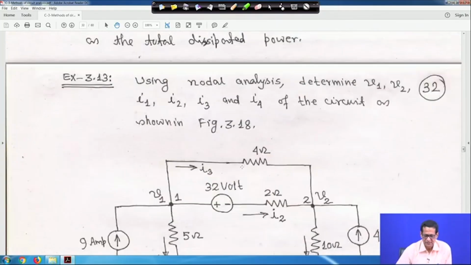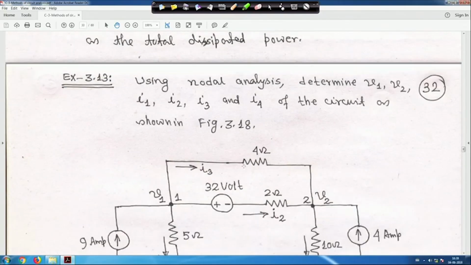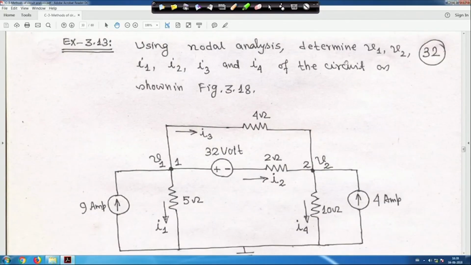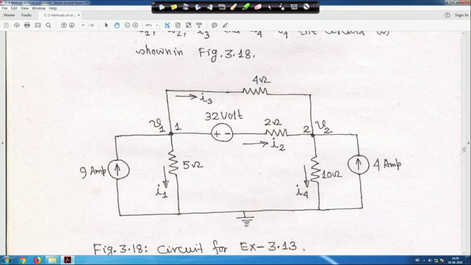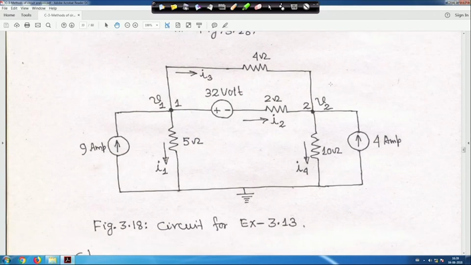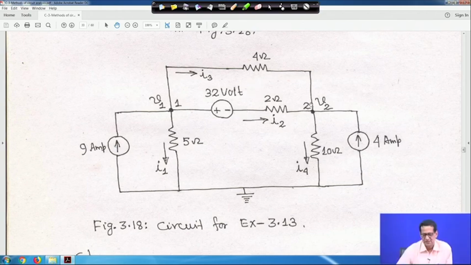Now next you come to this problem. Using nodal analysis, determine V1, V2, I1, I2, I3 and I4 of the circuit as shown in figure 18. So here you have to find out I1, I2, I3, I4 and V1 and V2. So the question is how to solve it. Look, one voltage source is there between the two non-reference nodes V1 and V2, and one resistance is also here, 2 ohm resistance, right.